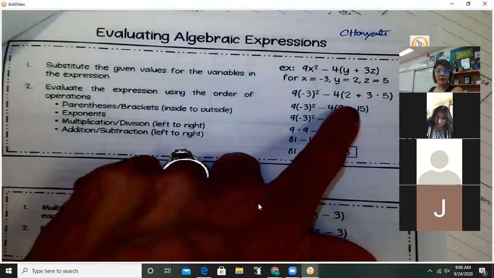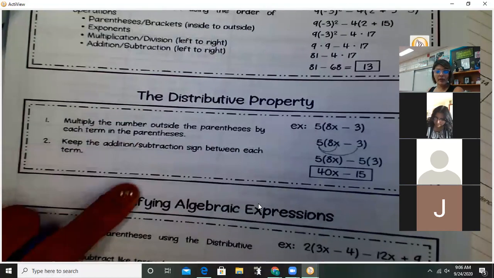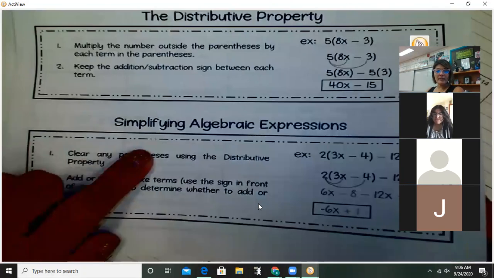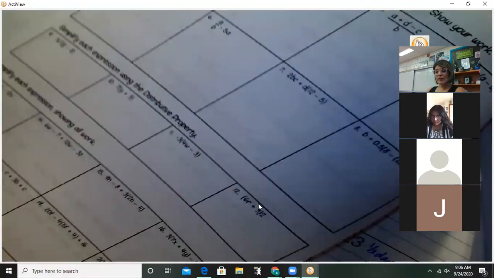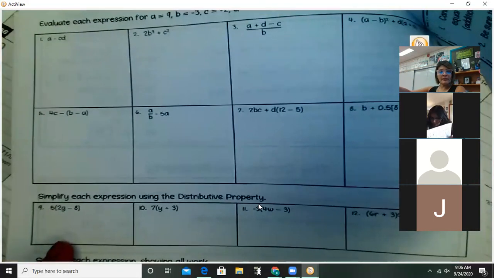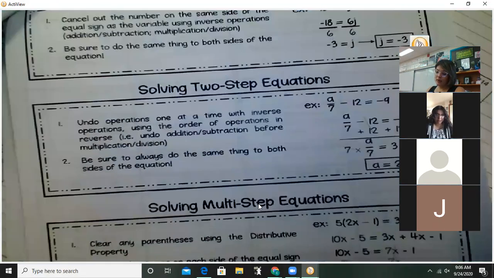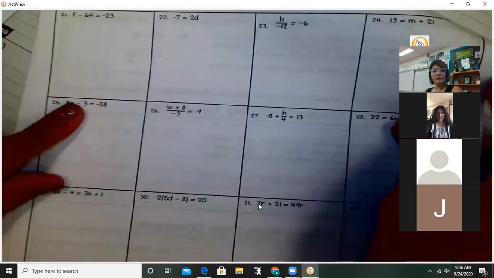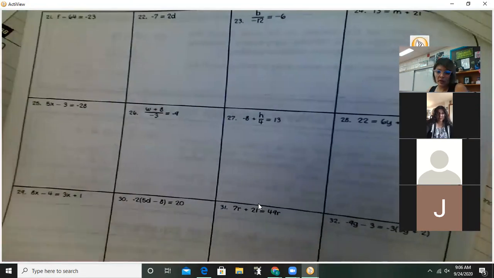Here's a little review on notes. You can go back and look at distributive property. And then we just got done simplifying algebraic expressions. So you can start this page here when you're done with your maze. Okay, and show all your work. Then we will work on this one together. Okay, so don't worry about this one, solving each equation. Unless you want to, you can go for it.